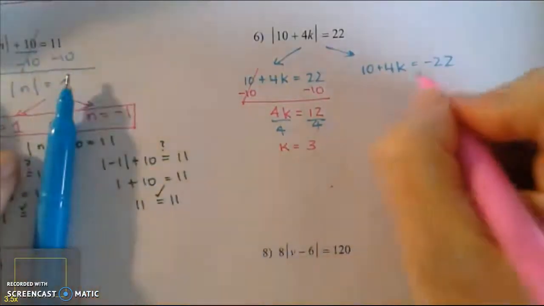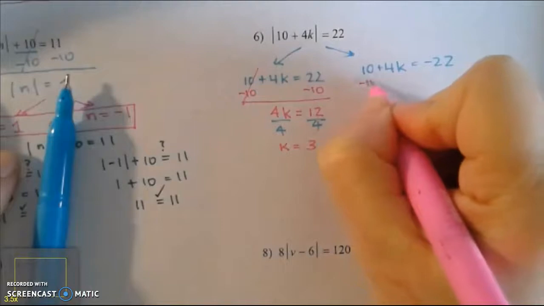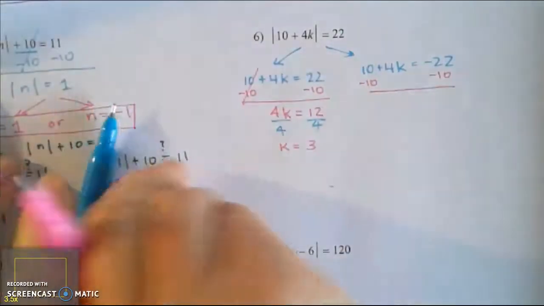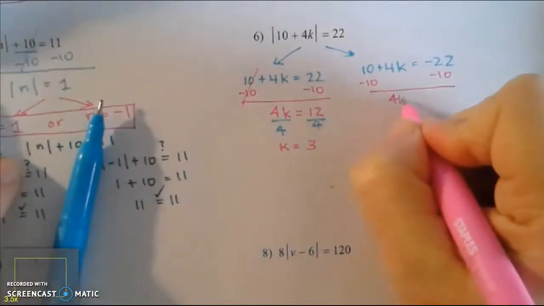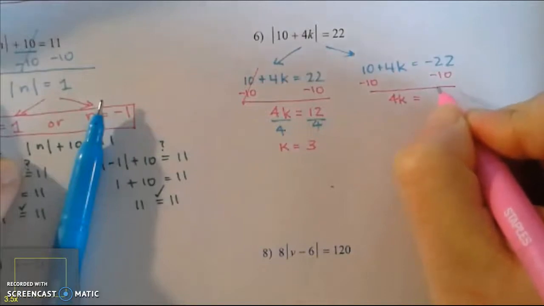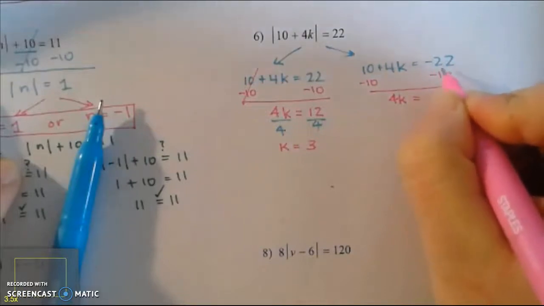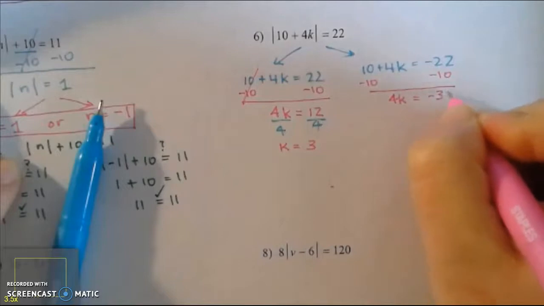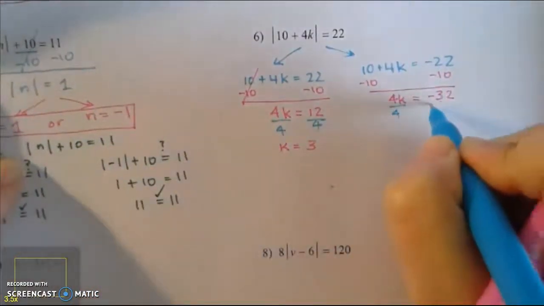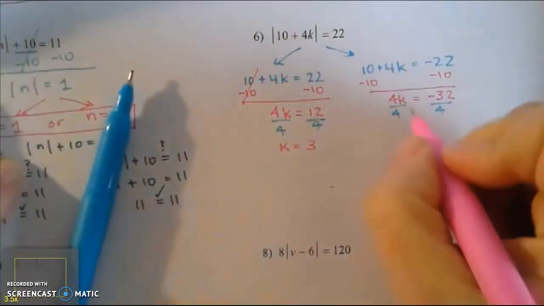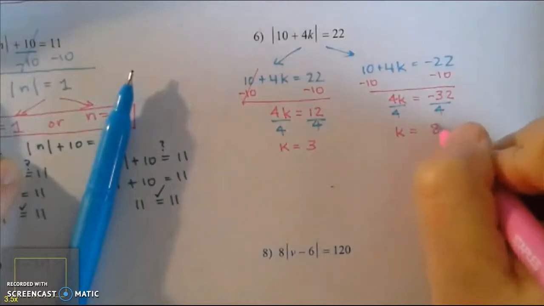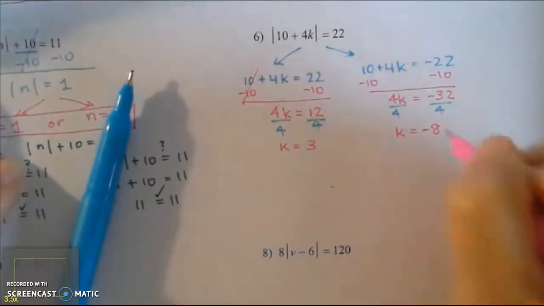What about the other side? I need to subtract 10 from both sides again as well. And that leaves me with 4k is equal to negative 22 minus 10. It's not negative 12. You're becoming more negative. That's negative 32. So then from here, I divide both sides by 4. And that leaves me with k is equal to 32 divided by 4, which is 8. Negative divided by positive is negative.